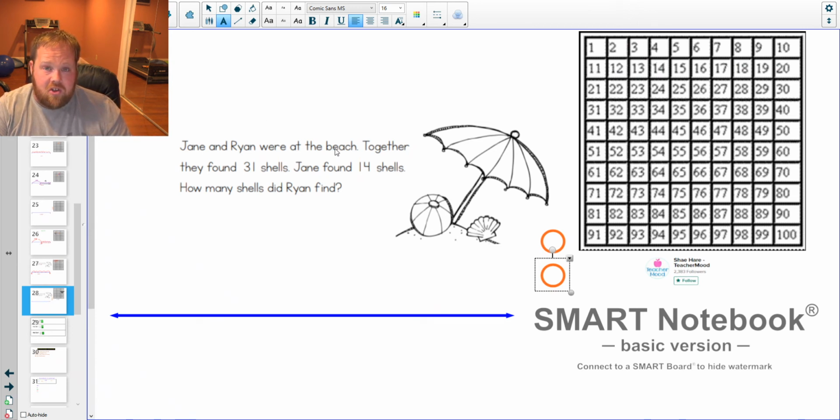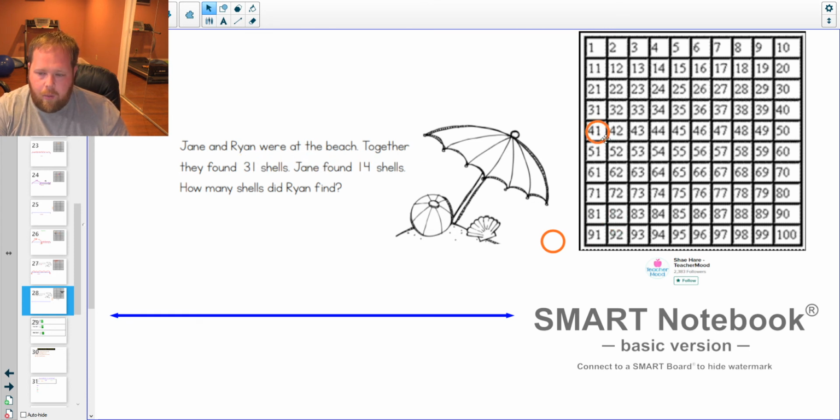Jane and Ryan were at the beach. We already know that. And I would like to thank Shay Hare, Teacher Mood on Teachers Pay Teachers, for giving us this example right here. Jane and Ryan were at the beach. Together, they found 31 shells. So we're putting a circle on 31. And Jane found 14. How many shells did Ryan find?